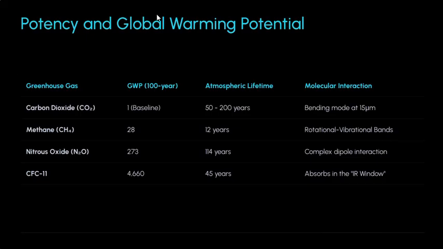So we're gonna talk about the potency and global warming potential. With carbon dioxide, the global warming potential is 1. We have methane, which is 28. Seems kind of bad. Nitrous oxide, 273. CFC sounds like KFC, but CFC-11 is 4,600. Damn, 45 years. It only absorbs in the IR window. Wow.